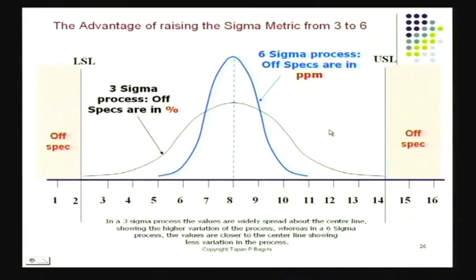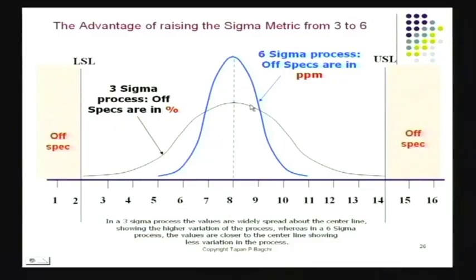This is another way to show the same thing. I have off-spec material beyond this and beyond this. These are my spec limits, the upper spec limit and the lower spec limit. A 3 sigma process just fits in. It just fits inside the limits set by the upper and lower spec limits. So the black curve just fits in. This black curve is going to give you defects in percents.